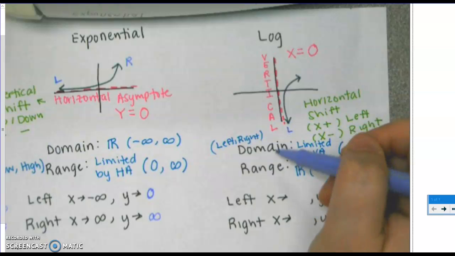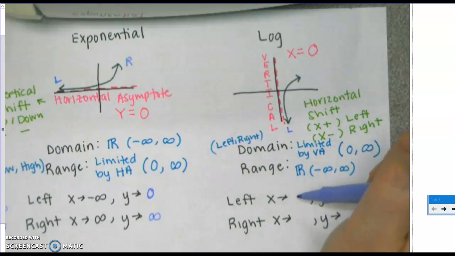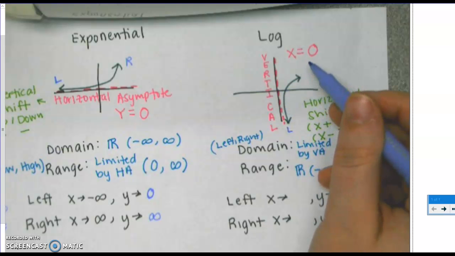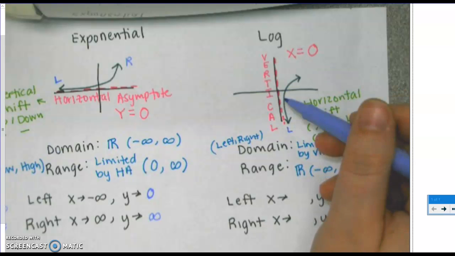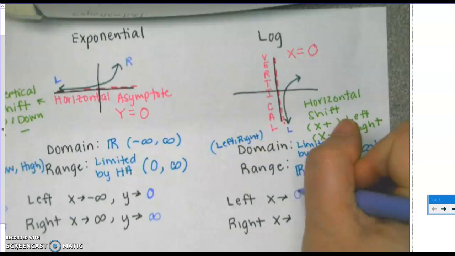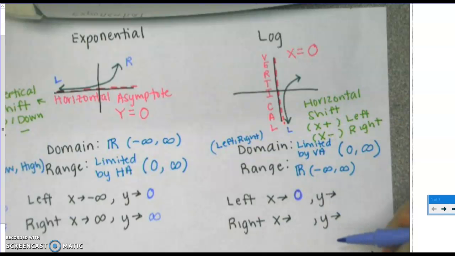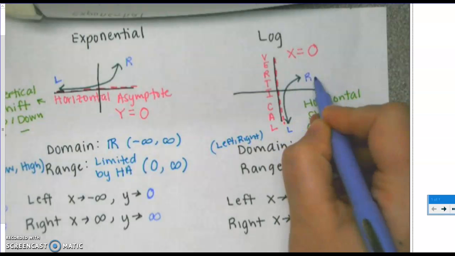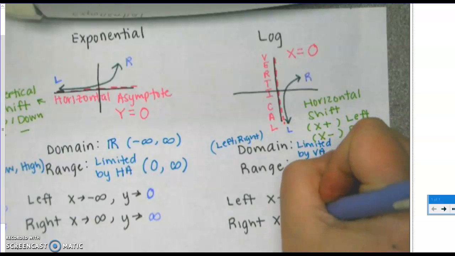So in this case, my left arrow is not going to say negative infinity because this arrow is not going towards negative infinity. This arrow is getting blocked by the vertical asymptote. So my left arrow is actually going to 0. Now my right arrow is actually going to the right. My right arrow is going to infinity.